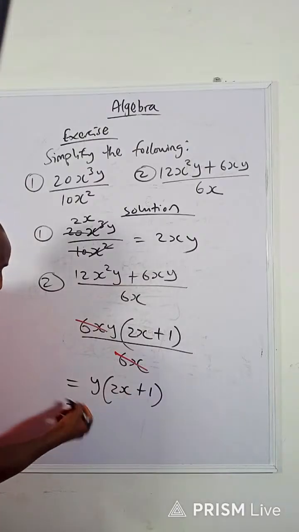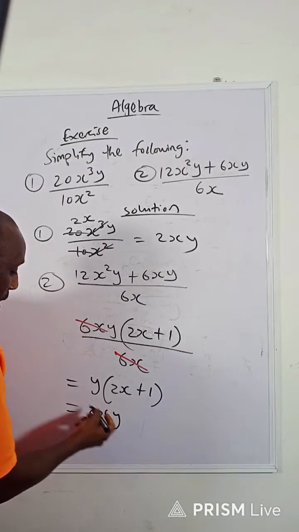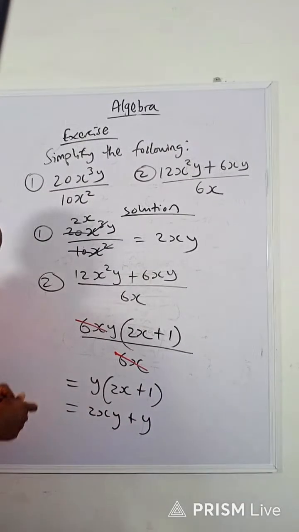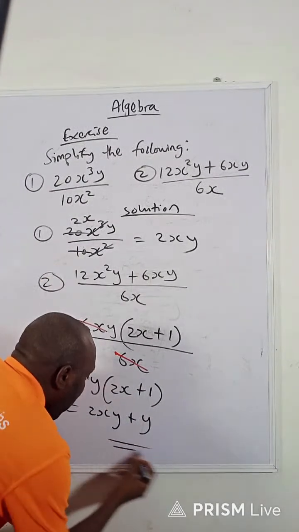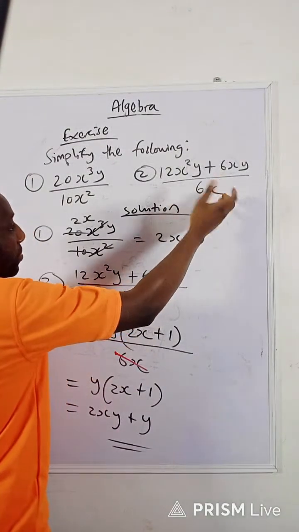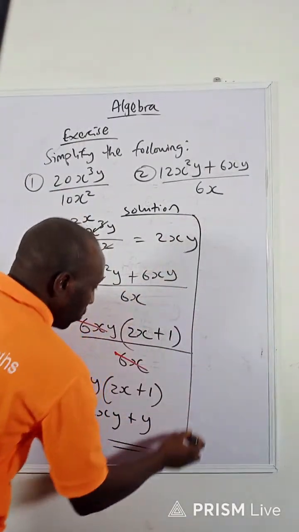You can still open up the bracket if you don't want the bracket there. So y times 2x is 2xy, and y times 1 is what? y. So this is going to be the final answer. If you don't want this, you can also decide to split. Okay, I think I did it one way before. Let me just do it the same way.